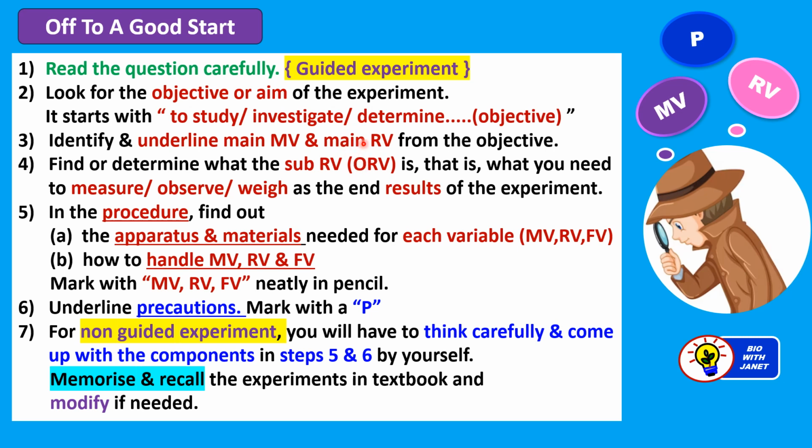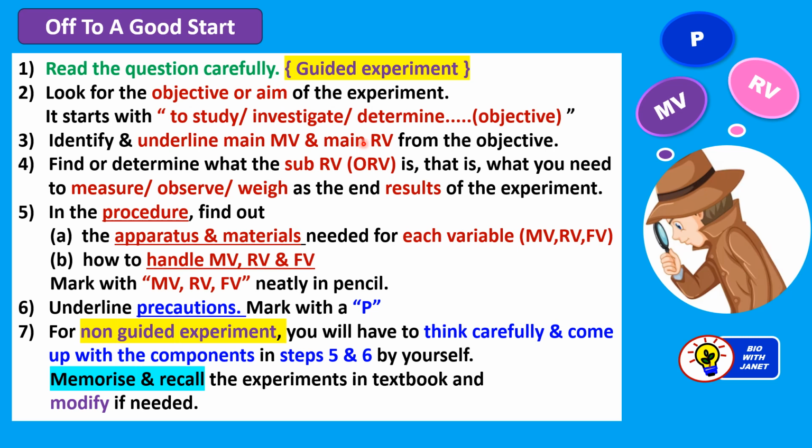For example, if you are doing enzyme experiments, maybe the objective is to determine the effect of temperature on the activity of amylase. Effect of temperature on activity of amylase. Okay, firstly, effect of something upon something is the effect of MV on RV. So temperature is your MV, and your RV is the activity of amylase.